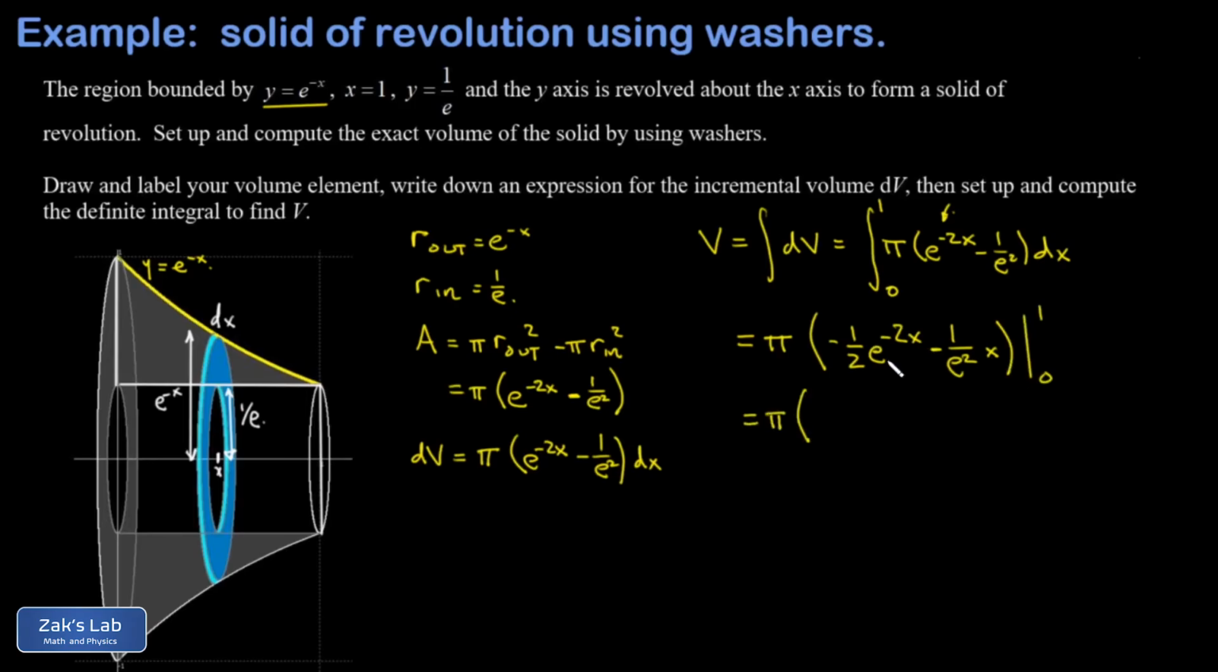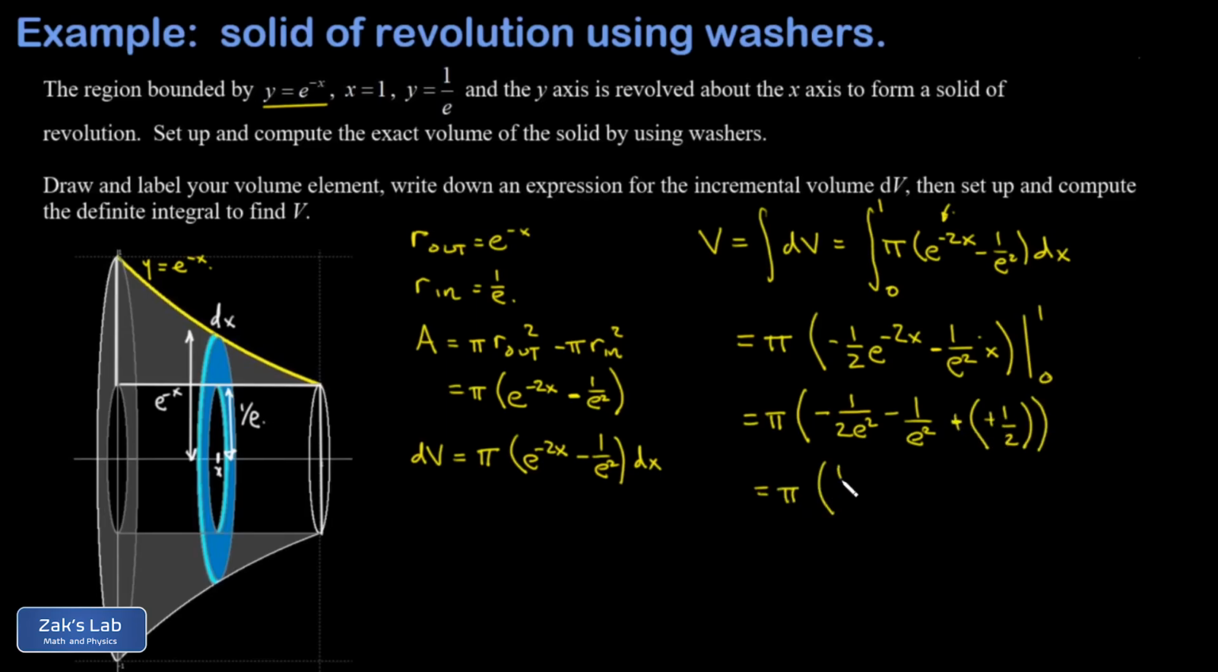When we plug in our upper limit, I plug in a 1 for x, and I end up with a negative 1/2 e to the negative 2. It might be nicer to write that as negative 1 over 2e squared. I plug in a 1 into the second term, and I get a minus 1 over e squared. And then I subtract what I get by plugging in the lower limit, and when I plug in 0 into the second term, that vanishes. But in the first term, I end up with a negative 1/2 e to the 0, which is just negative 1/2 because e to the 0 is 1. So my 1/2 becomes positive.